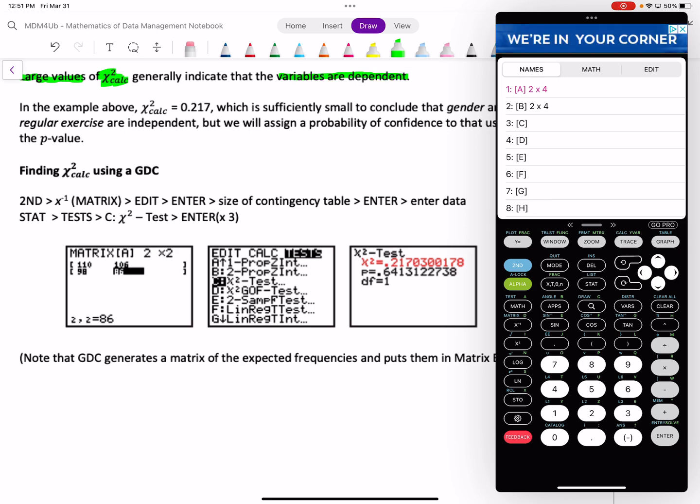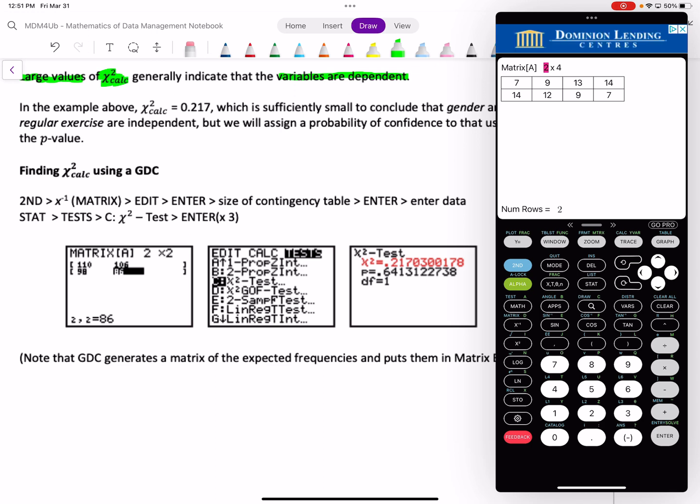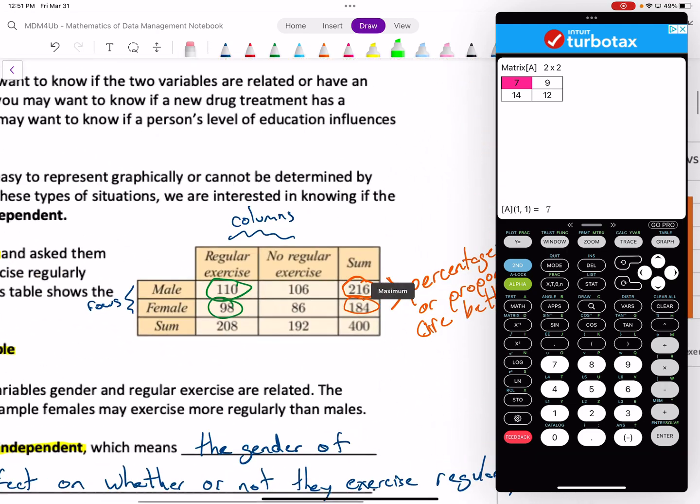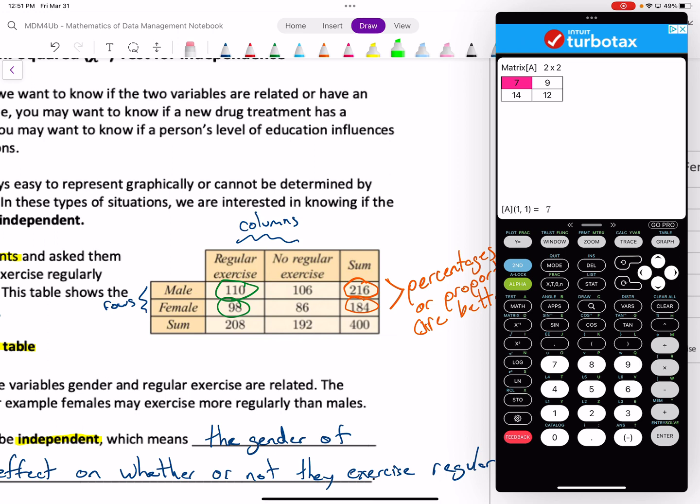So in here, you will see probably blank things. You're going to scroll over to edit and press enter on matrix A. Up here, you probably have a 1 by 1 if you've never used this. We're going to make it 2 by 2, so 2 rows and 2 columns. What I'm going to input into it are the values not from the expected, but always from the observed. So we're going to put in the observed values from gender and exercise. I'm going to type 110, 106, 98, and 86.